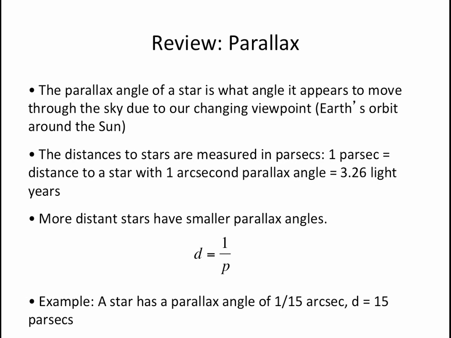The more distant a star is, the smaller its parallax angle. And we can calculate its distance if we know the parallax angle using a very simple mathematical equation that I'll ask you to use in just some simple calculations. For example, if we have a star that has a parallax angle of 1/15 of an arcsecond, then the distance is 1 divided by 1/15. You take the reciprocal of 1/15 and you get 15. So the distance to this star would be 15 parsecs.